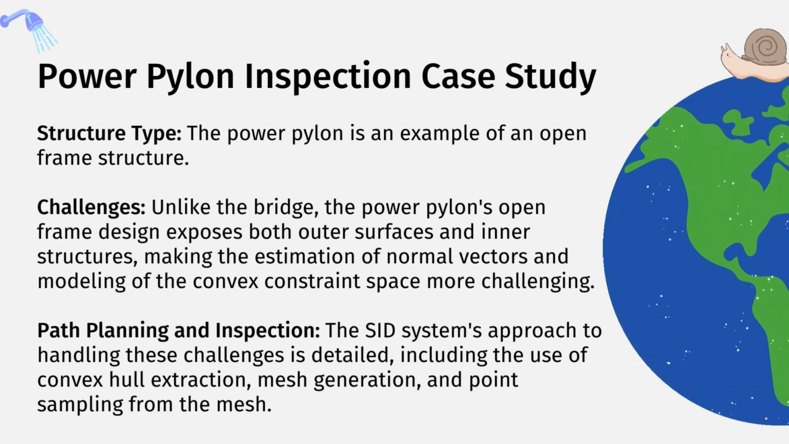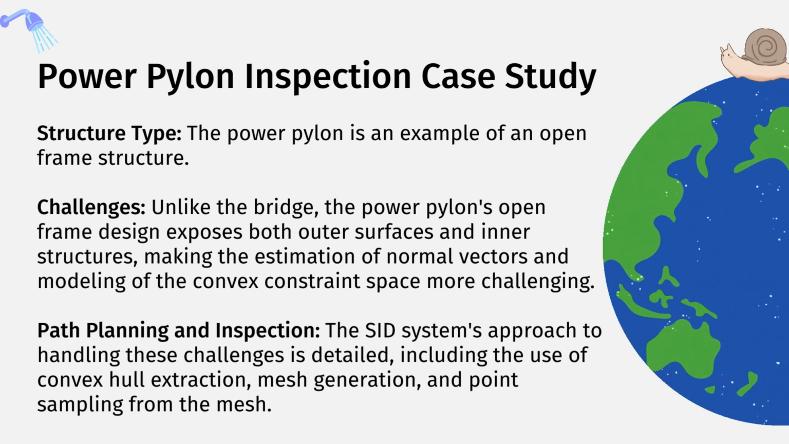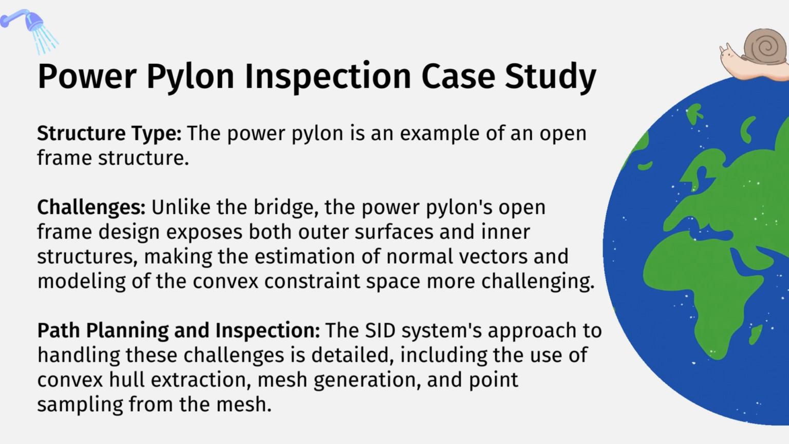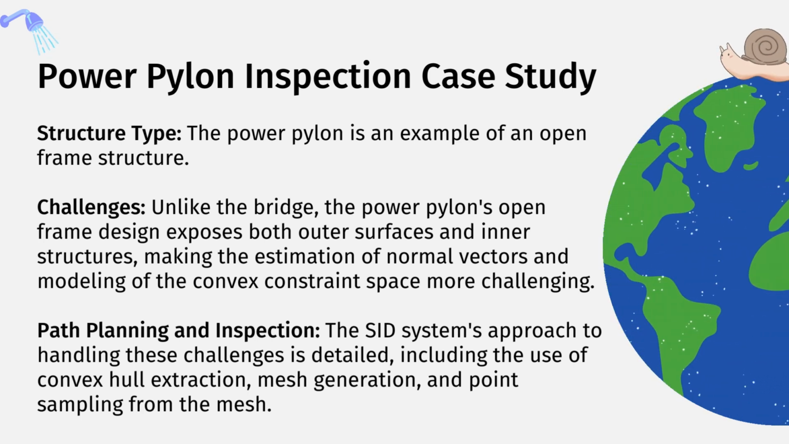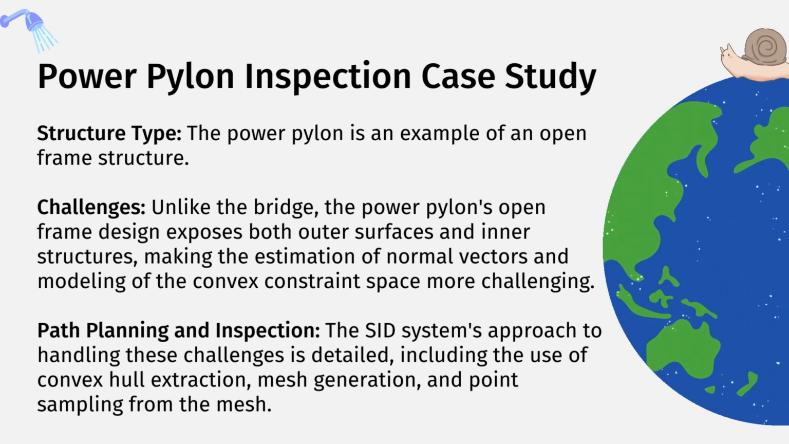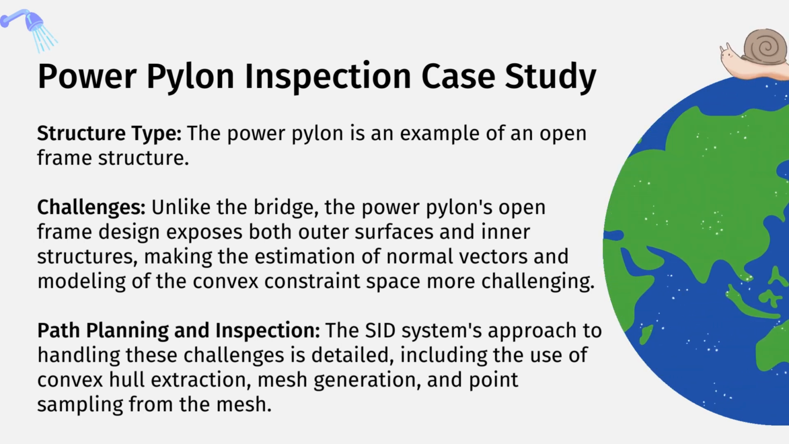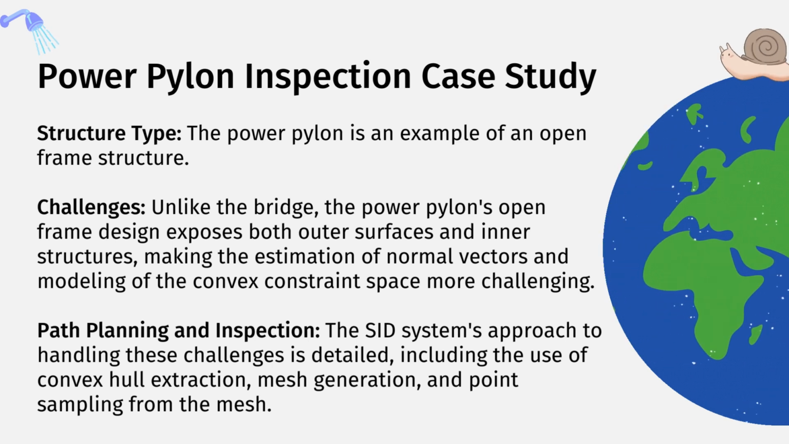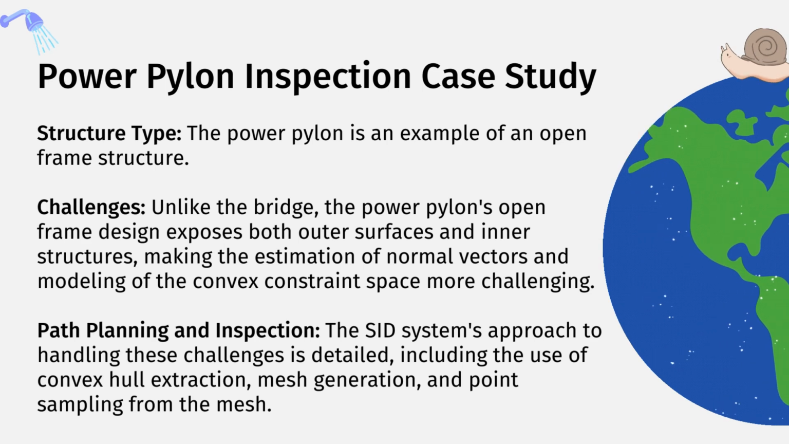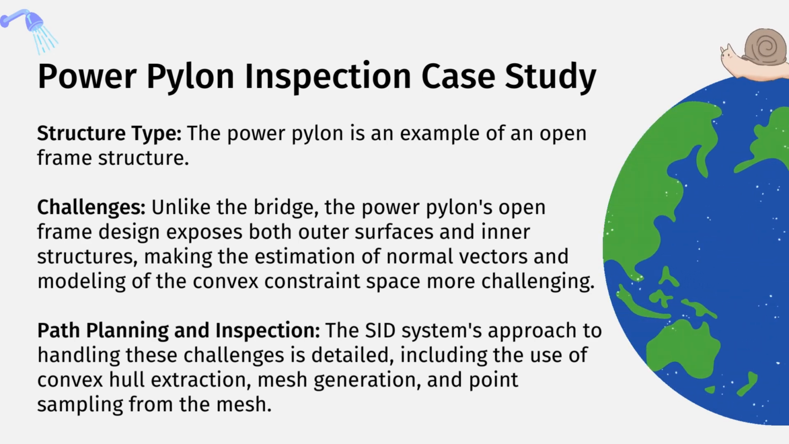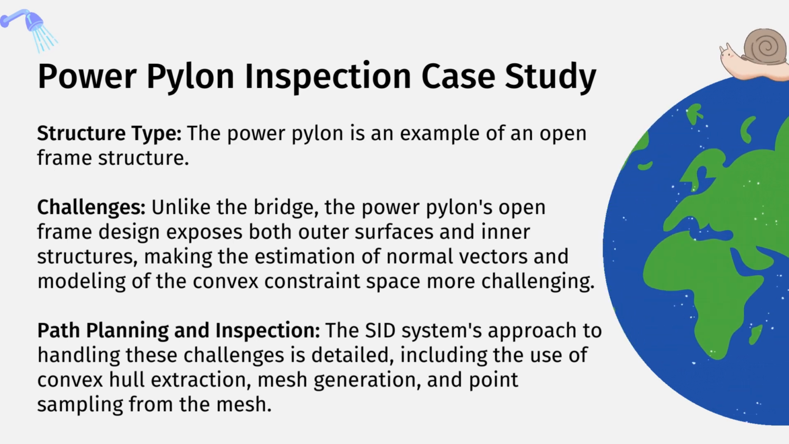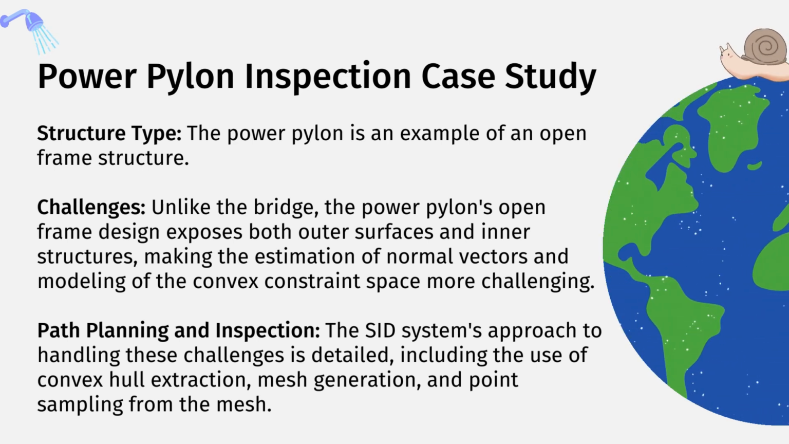The second is the power pylon inspection case study. The power pylon is an example of an open frame structure. Unlike the bridge, the power pylon's open frame design exposes both the outer interface and inner structure, so that makes the estimation of normal vectors and modeling challenging. The path planning and inspection on that is designed to handle these challenges in a very detailed way, including the use of convex hull extraction, mesh generation, and point sampling for the mesh.